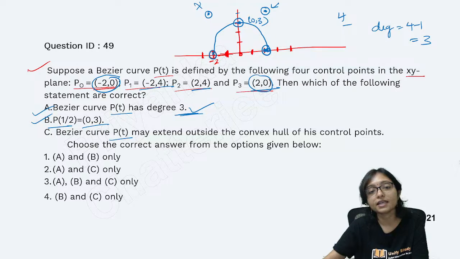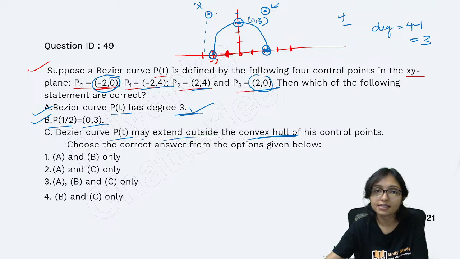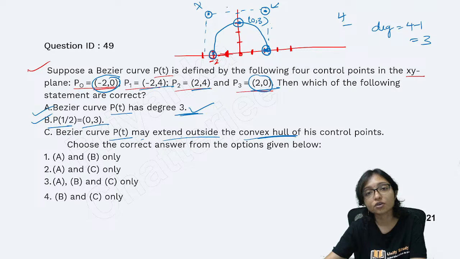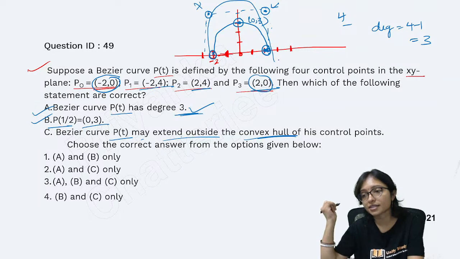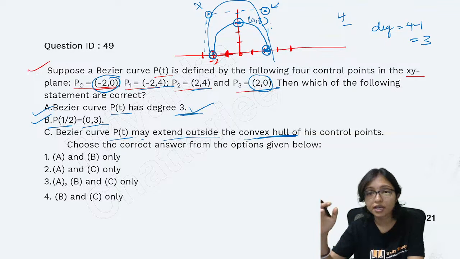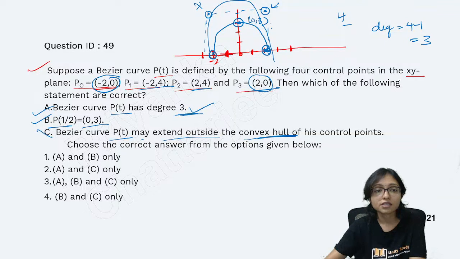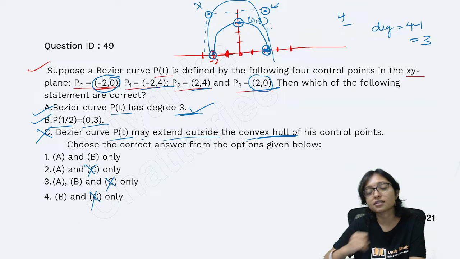The Bezier curve P(t) may extend outside the convex hull. Your convex hull is this area, right? How can the curve go outside? Is it possible that the curve can go outside the convex hull? Outside that area is not possible. So by eliminating option C also, you can get the answer.